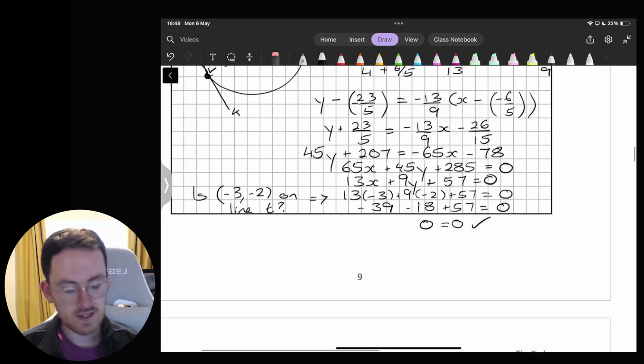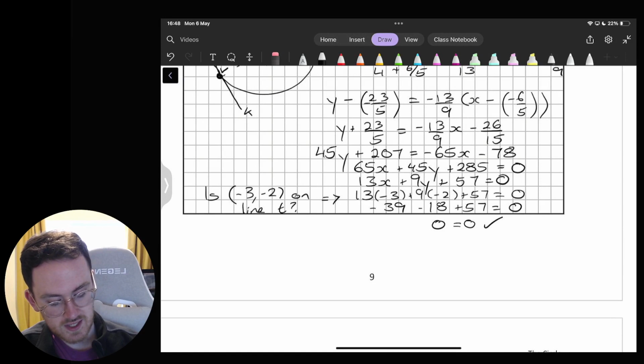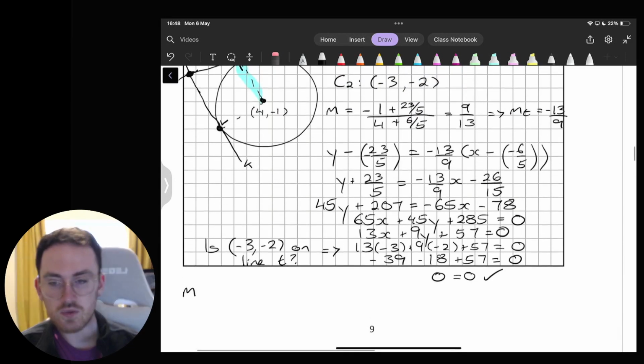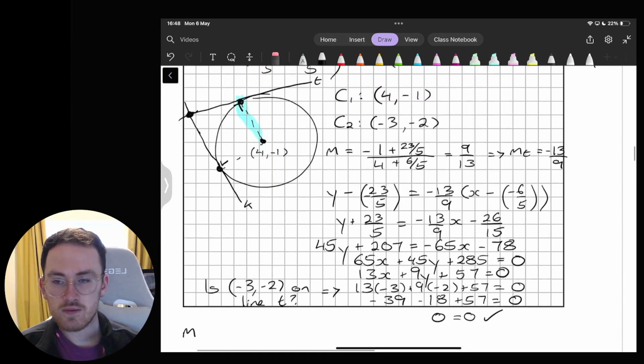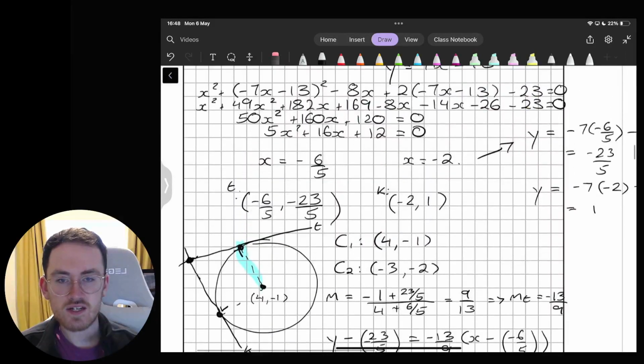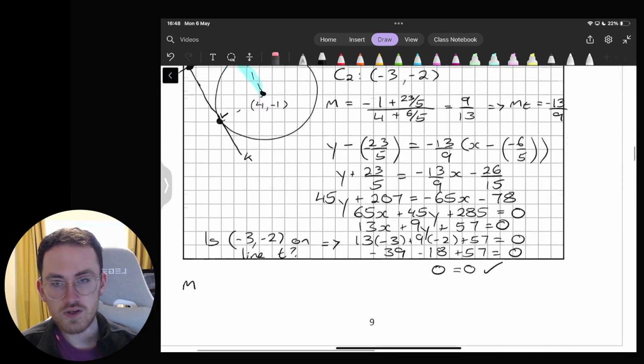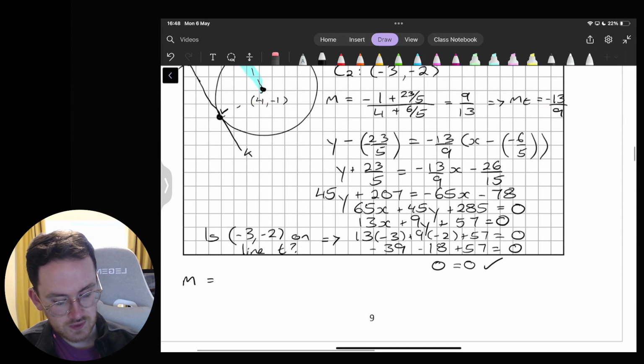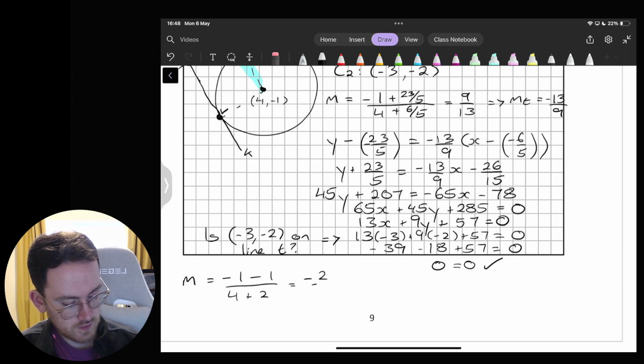We need to show now, is it on the second line? So to do that, I need to find the slope of that second line. So we're following the same steps, the slope from the center to this other point, minus 2, 1. So we see y2 minus y1 over x2 minus x1. So that's minus 2 over 6, so minus a third, which means the slope of my perpendicular line is just going to be 3.